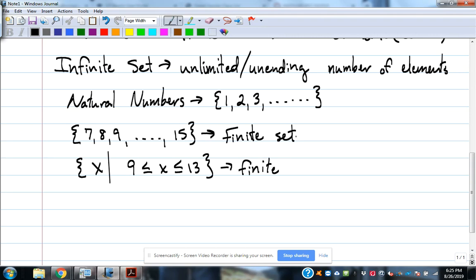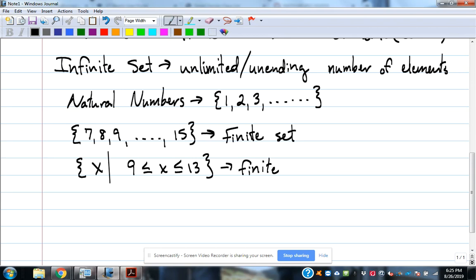A finite set. So the idea here is to look at a set and be able to determine, is it infinite or finite? If it doesn't have an end, infinite. If it has an end, finite. That's the difference in those two. So being able to do that.